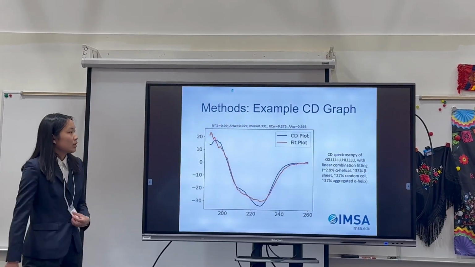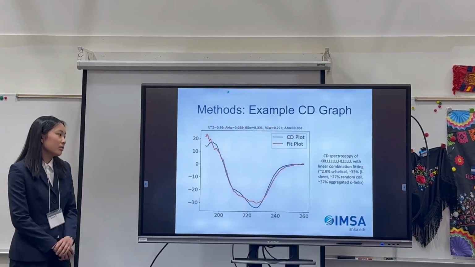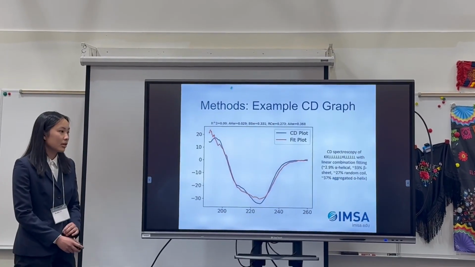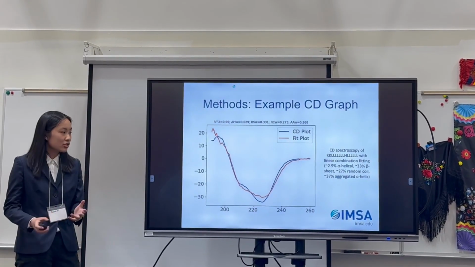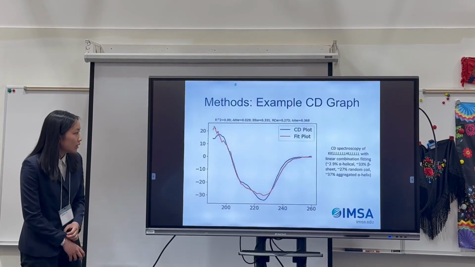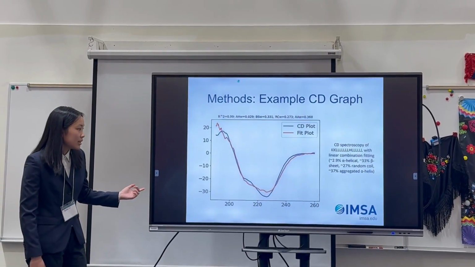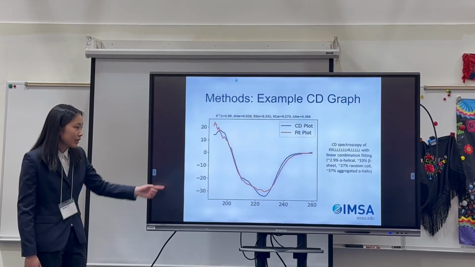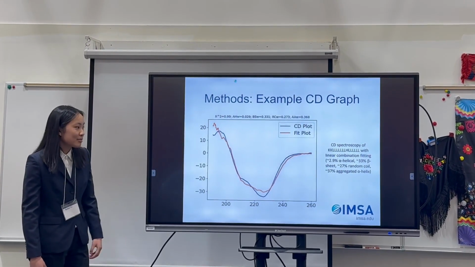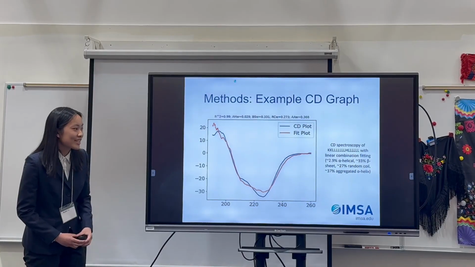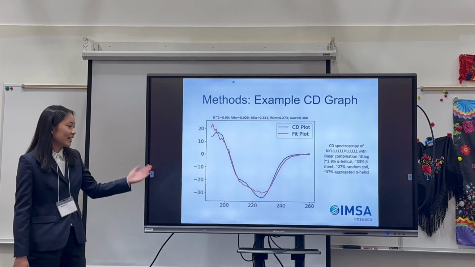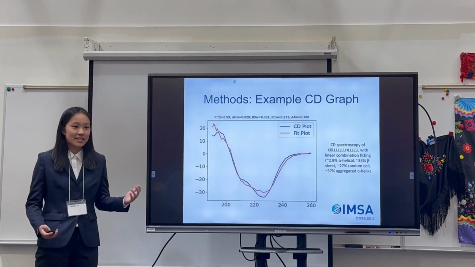And we also use linear combinations again to get numbers on how much percent is actually structure. This one you can see is about 2.9% helical, 33% beta sheet, 27% random coil, and 37% aggregated helix. And again, the lines are pretty similar, so we know we got a decently accurate fit.